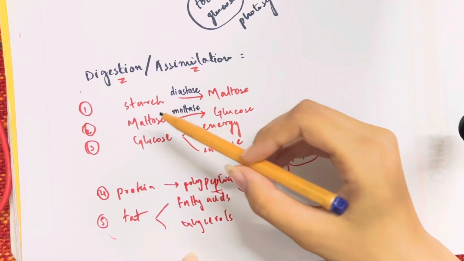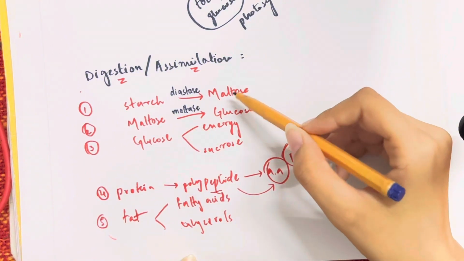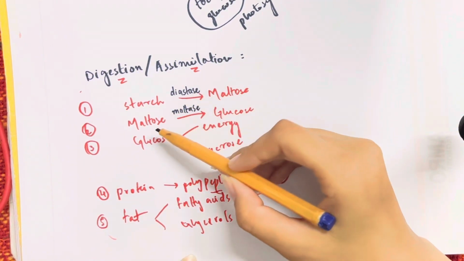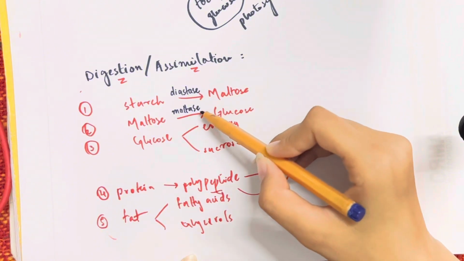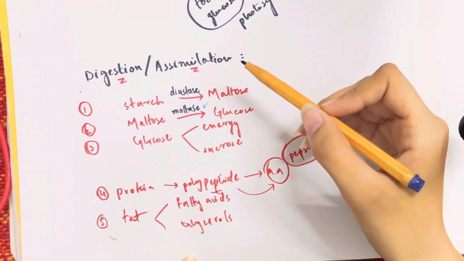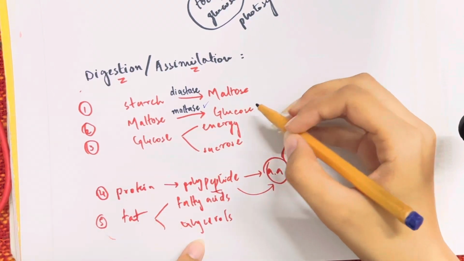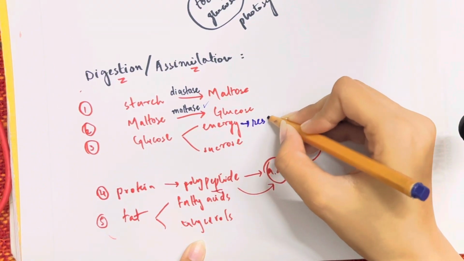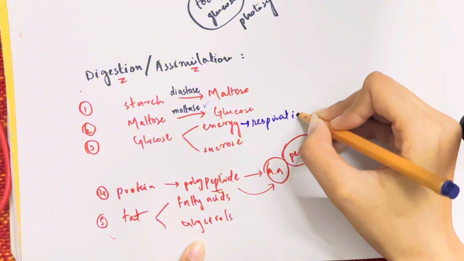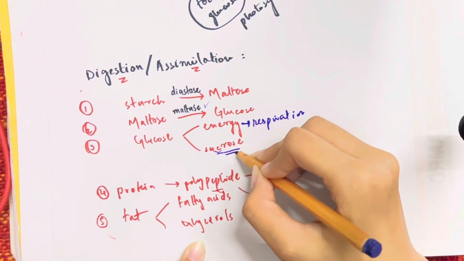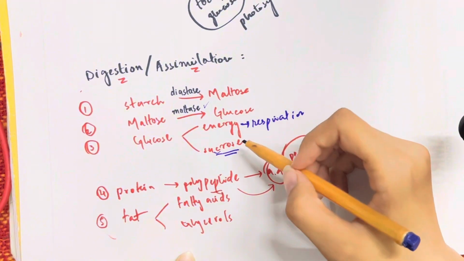The starch is converted into maltose by the presence of an enzyme that is diastase. The maltose is converted further into glucose by the presence of an enzyme known as maltase, and glucose is further used for two purposes. Either it is used for energy for the process of respiration, or it is converted into another form known as sucrose.